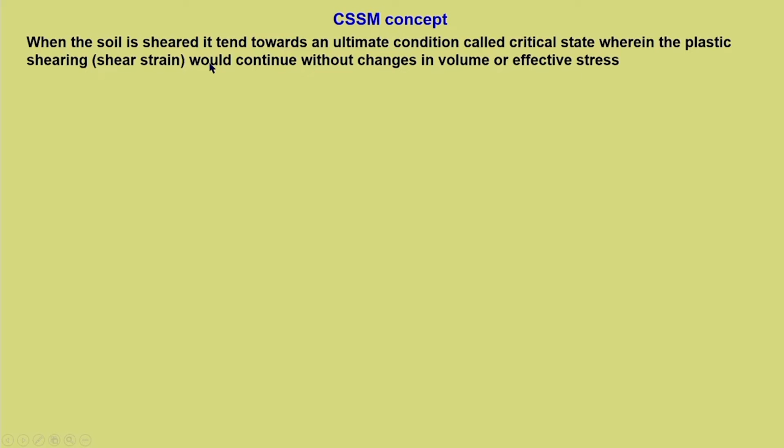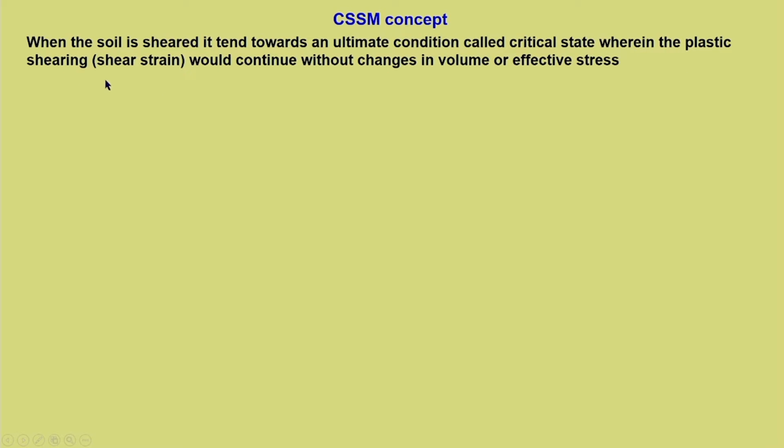Finally, the state of the soil reaches a particular state called critical state. So that can be considered as a fundamental behavior. When the soil is sheared, it tends towards an ultimate condition called critical state, which is a concept we already know. Only thing is, we will be putting these in the right shelf, which will be easy for us to understand.